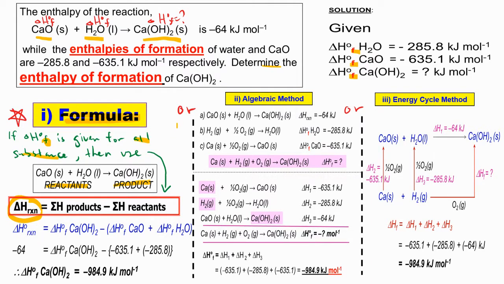Of course, if you are not sure that you can use the formula or not, you can always use the algebraic method by coming up with the thermochemical equation. The energy cycle method would be a little bit harder. It's not that hard, but if you are not confident, don't use the energy cycle method. Just use the algebraic method.